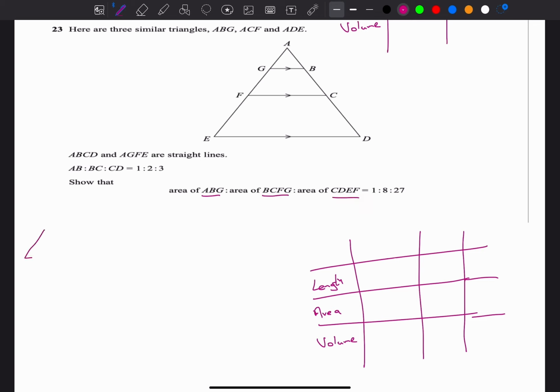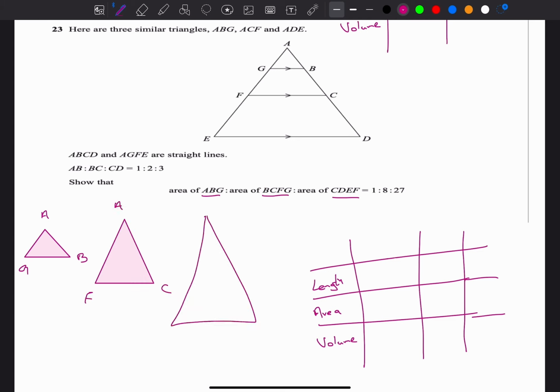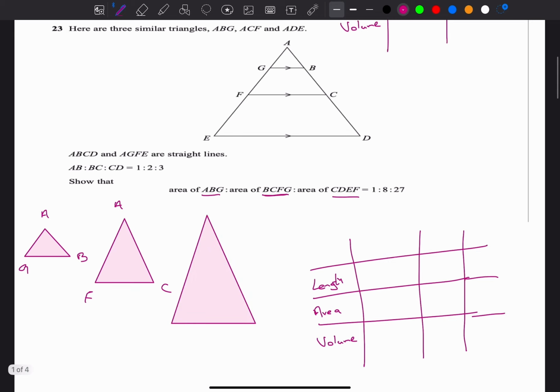So what we will do, we will do the first little triangle, which is ABG, and then another second triangle, which is ACF, and then we will do the third triangle, ADE. We can't compare a triangle to a quadrilateral, because ADE has 4 letters, so technically it's a quadrilateral. So we should compare triangles.